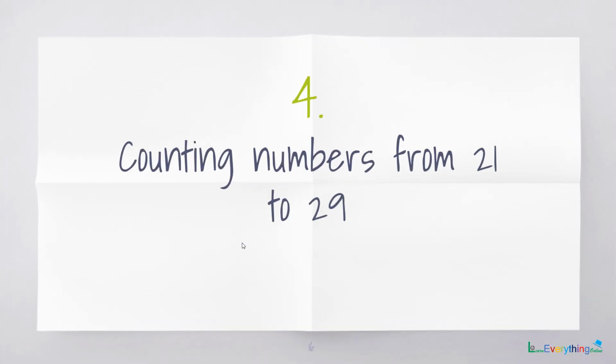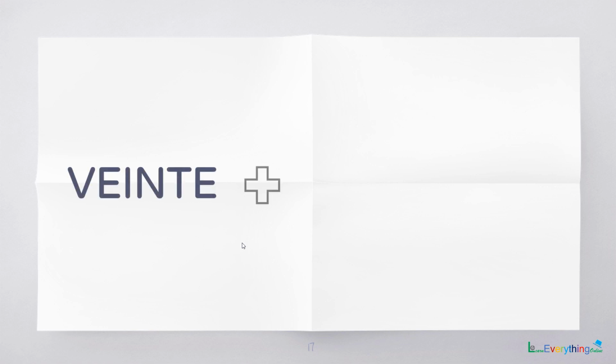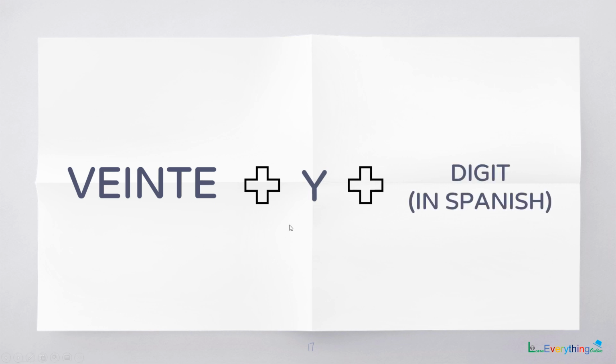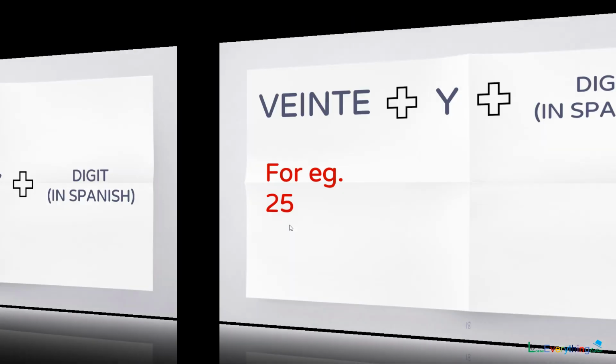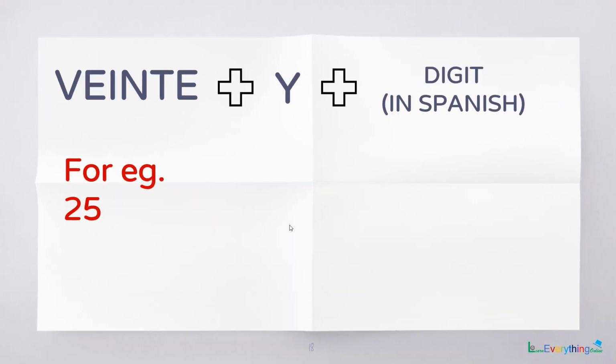The fourth part is counting numbers from 21 to 29. Now these numbers follow a similar kind of pattern like we saw for 16 to 19, just a little different. The formula for building these series of numbers begins with the word 20. This 20 is actually 20 like we saw previously, followed by the word y, so it's 20 y, and the digit in Spanish.